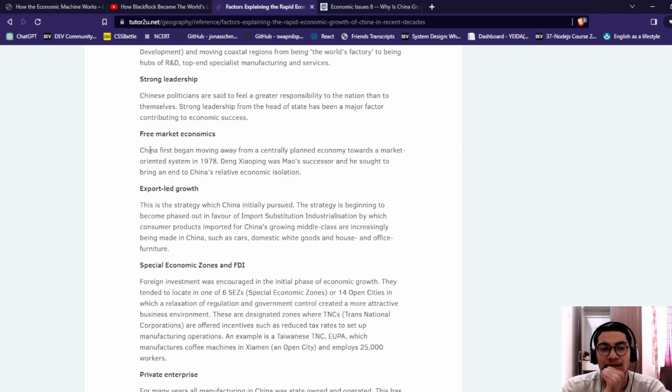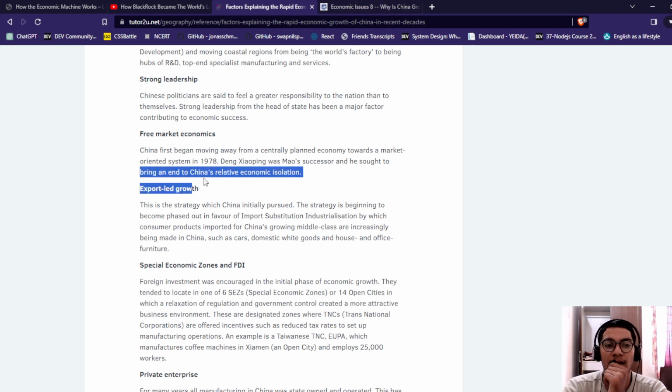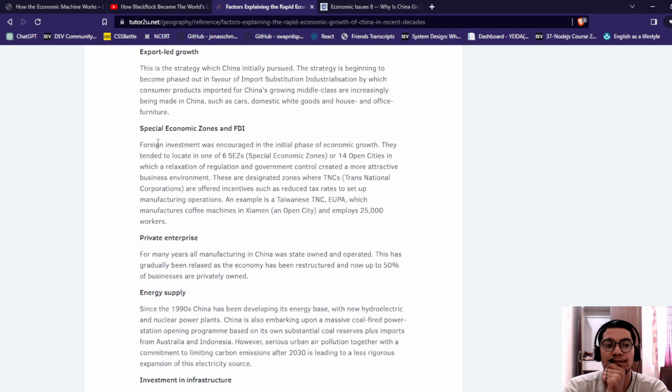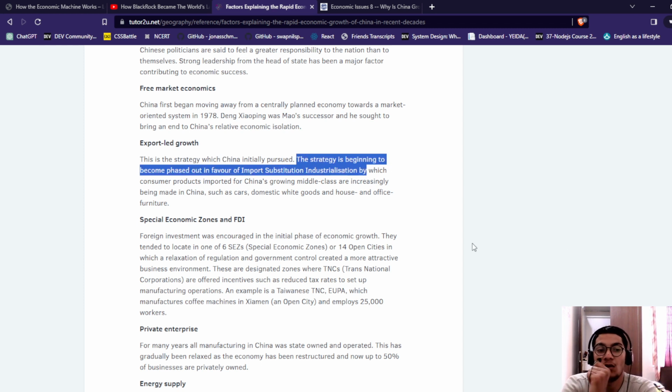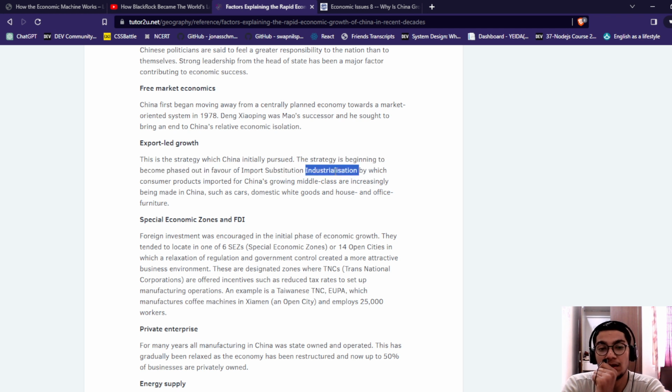Free market economics. China first began moving away from a centrally planned economy toward a market-oriented system in 1978. Deng Xiaoping was Mao's successor. He sought to bring an end to China's relative economic isolation. Export-led growth. This is a strategy China initially pursued, which is now being phased out in favor of import substitution industrialization, by which consumer products once imported into China are increasingly made in China, such as cars, domestic white goods, and house and office goods, as the growing middle class increases demand.